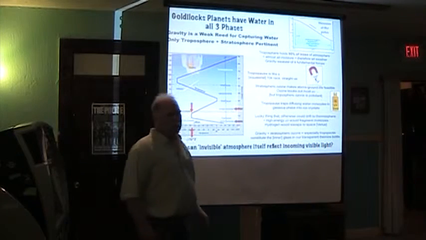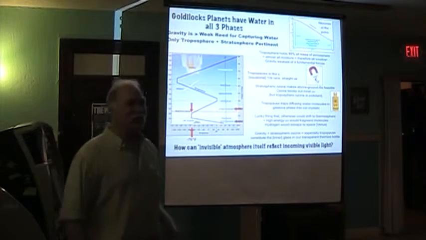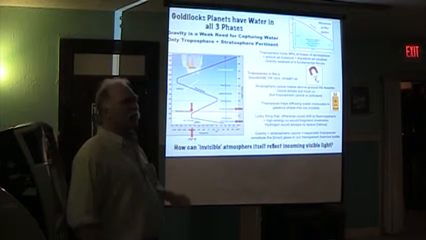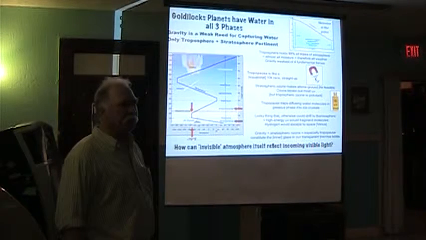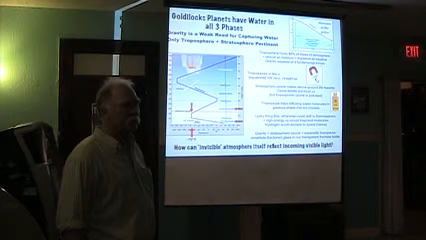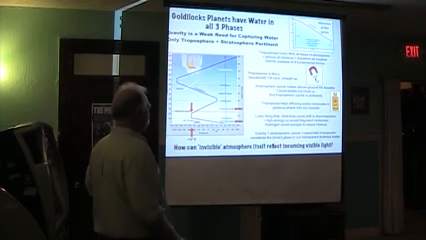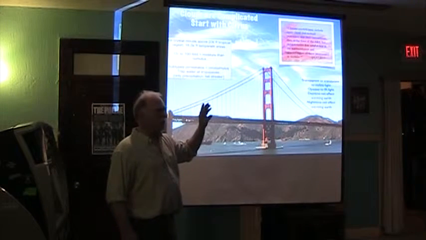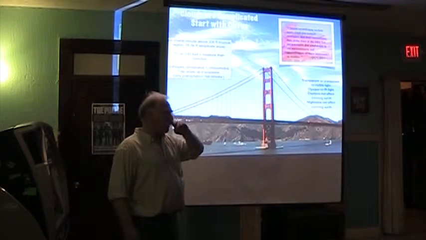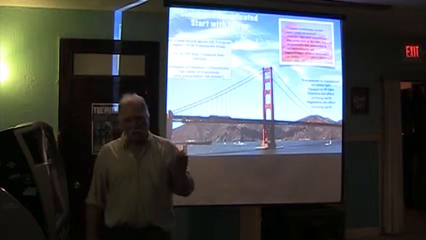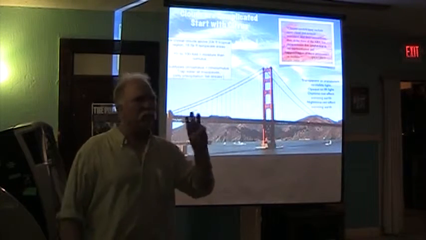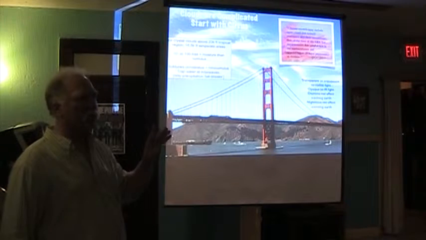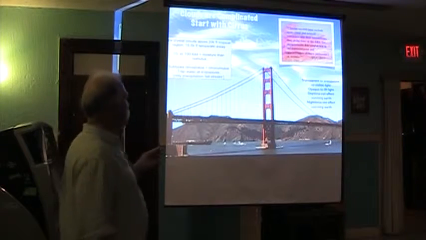All right, now a question. How can the invisible atmosphere reflect incoming visible light? Particles in the air, good. The best way to do that is clouds. This is something the IPCC has made very clear in several of their reports: it is one of the hardest things to model. There are three basic kinds of clouds, and they have different effects on the energy balance.